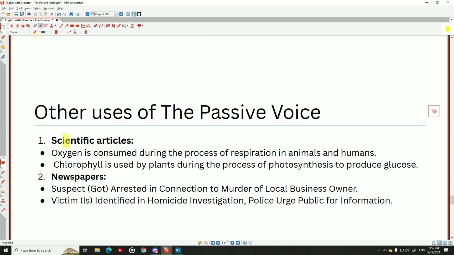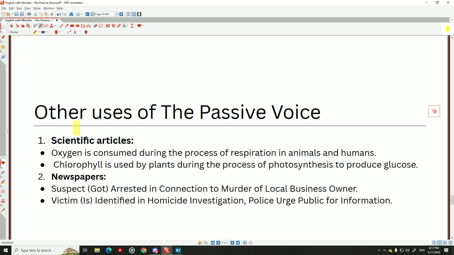So we can use the passive voice in scientific articles. Oxygen is consumed during the process of respiration in animals and humans. Chlorophyll is used by plants during the process of photosynthesis to produce glucose. So, is used, is consumed. So we use the passive voice in scientific articles.